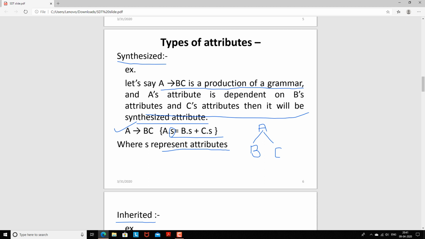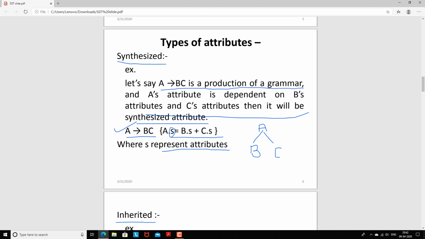And this is just a sample of a production. Maybe there are some productions which are initiated from non-terminal B and non-terminal C. So this is not a complete grammar. It is just a sample. Suppose we have designed such a tree.